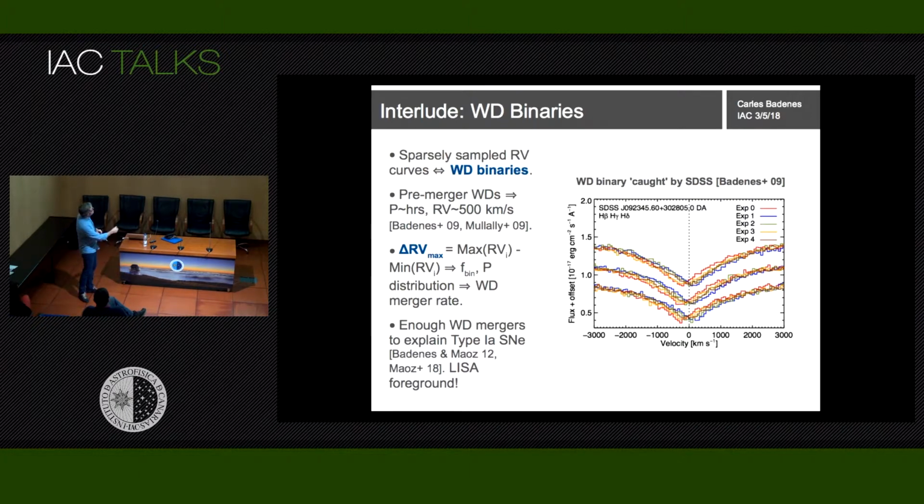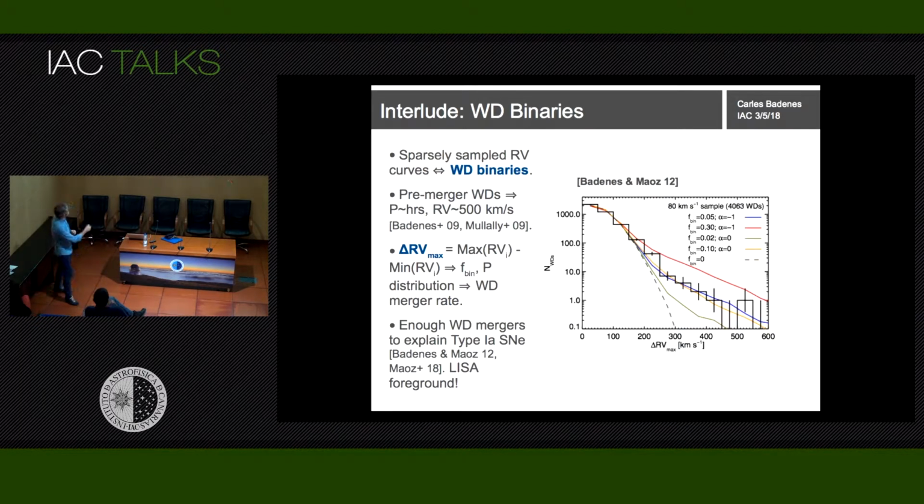But you can measure the maximum radial velocity shift for this one object. Now, for that one object, it doesn't tell you much. But the statistical distribution of maximum radial velocity shifts in all the objects that you observe, if you observe enough, can actually tell you a lot. This is a histogram of the number of white dwarfs against radial velocity shift in Sloan.